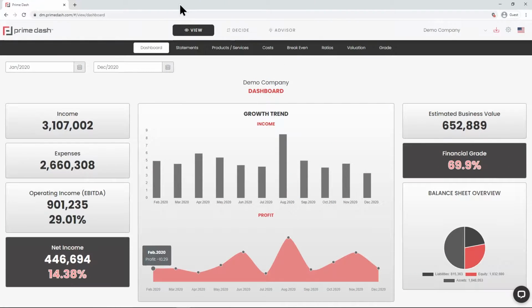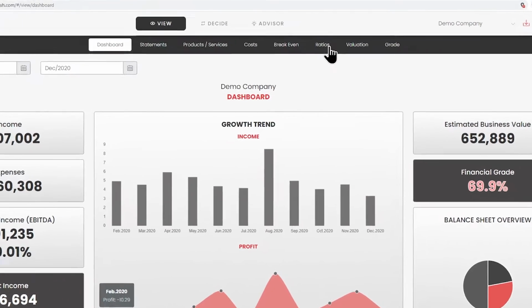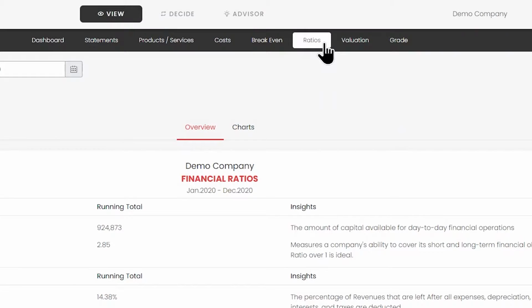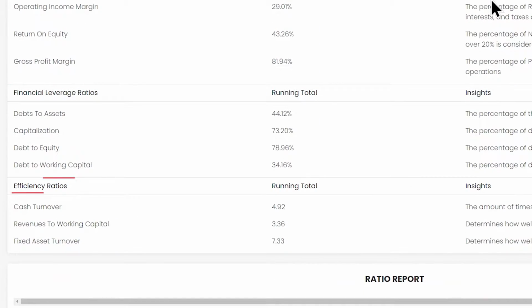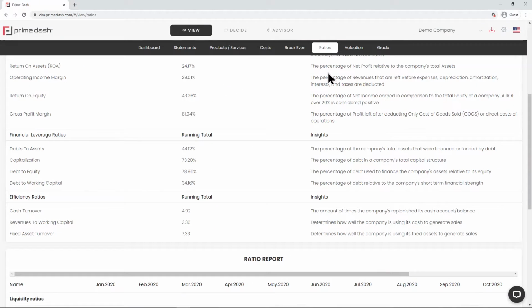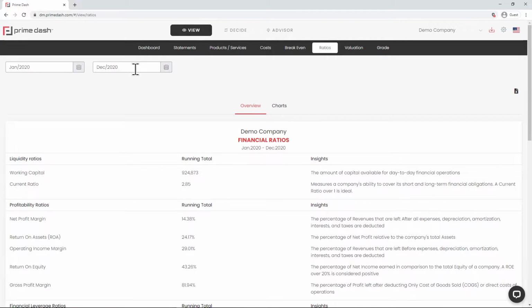To see your financial ratios report in Prime Dash Decision Maker, in the View section of the platform, go ahead and click on Ratios. Once you get here, you will see that the platform offers you information on 4 types of ratios: liquidity, profitability, financial leverage, and efficiency ratios. You can choose the periods for which you want to see the information. You can either look at individual periods, or you can combine data for multiple periods, using the calendar in the top left corner of your screen.